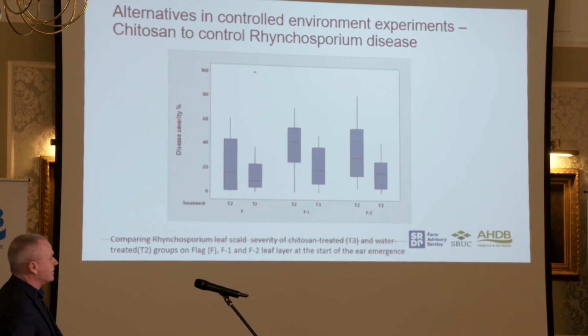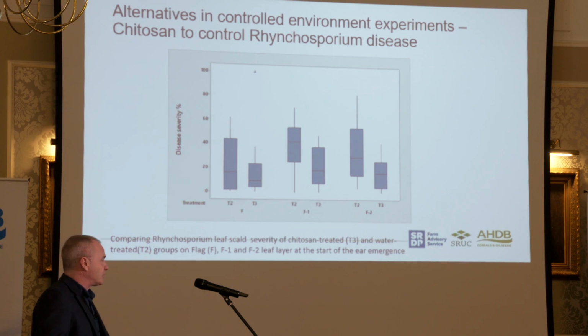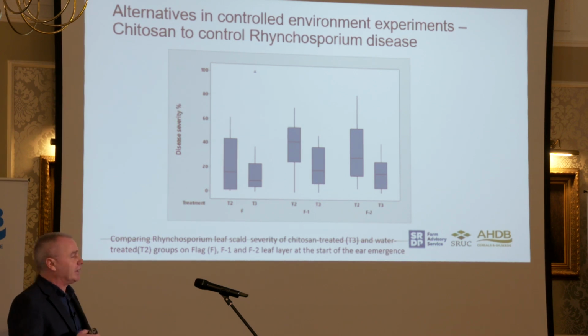One of the things we've been looking at is chitosan. Chitosan is a deacetylated product produced from chitin, which is quite often found in crustacean shells. You can break it down, you can use it. You'll see it marketed as a biostimulant. This is some work done in controlled conditions. These little bars represent the Rhynchosporium levels on flag, F-1, F-2. That's a chitosan treatment compared to a water treatment. In terms of disease severity, you see you're getting a reduction in Rhynchosporium if you use the chitosan in controlled conditions.